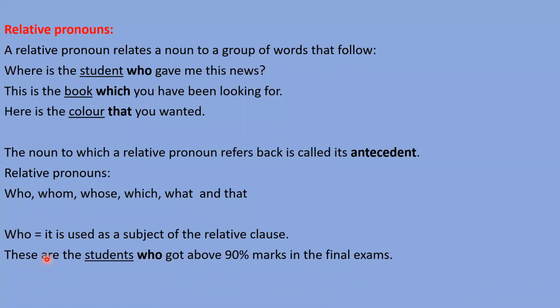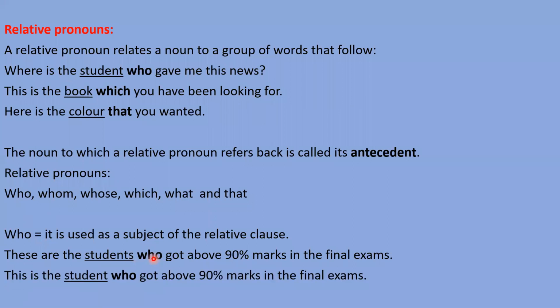See some examples. These are the students who got above 90% marks in the final examination. So you can see that who has been used here as the subject of this relative clause. So whenever we have to use a subject of the relative clause, we have to use who there. And the students is the antecedent of the who word. Clear? Next, this is the student who got above 90% marks in the final exams.